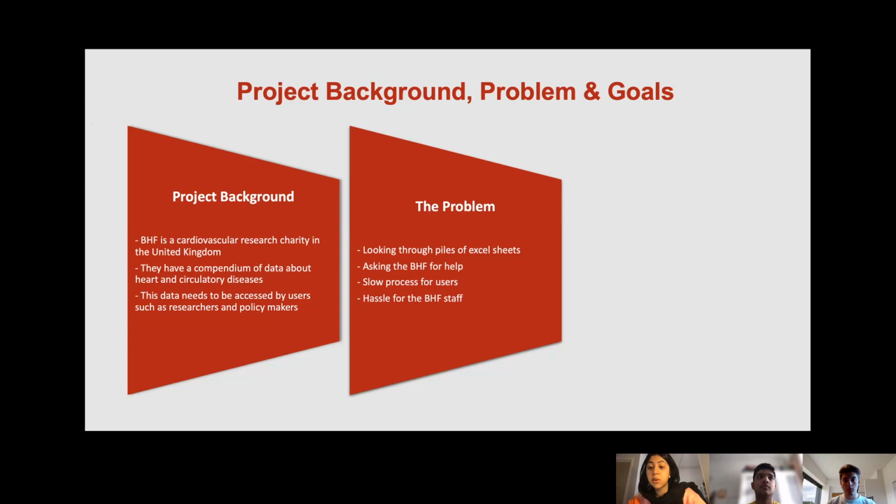BHF website users are often in search of a single statistic, but in order to find it, they have to scroll through large bits of the BHF compendium. Currently, the only alternative to browsing hundreds of tabular data is to ask the BHF support team for help. That slows down the work process for users and creates more hassle for the BHF staff.